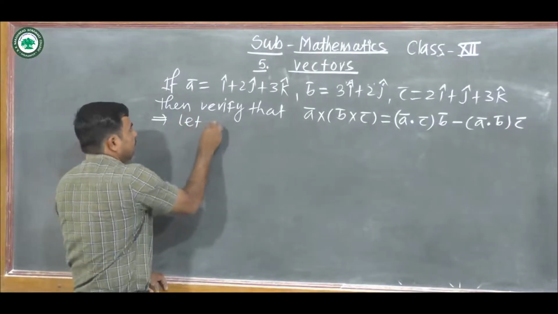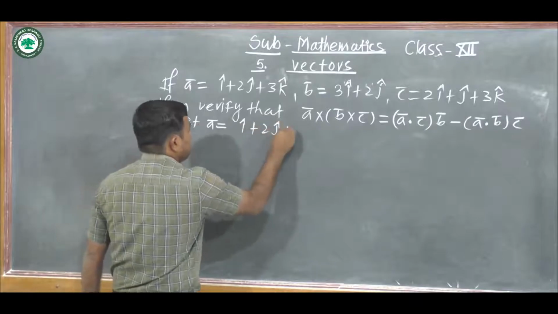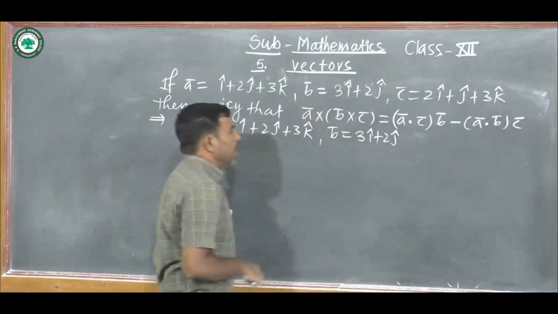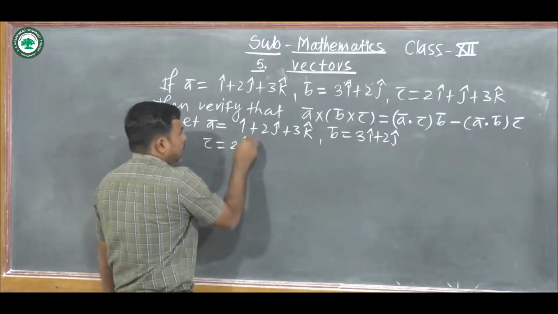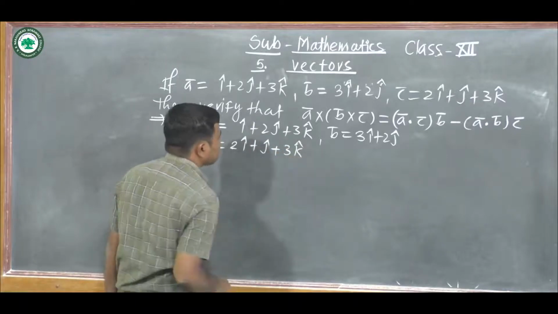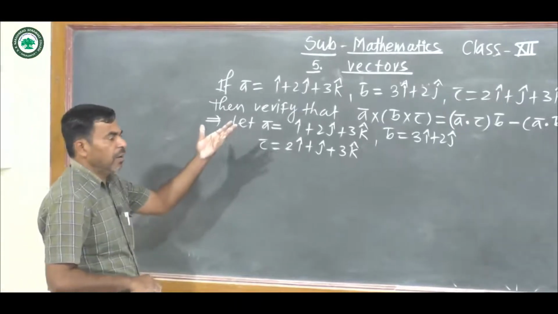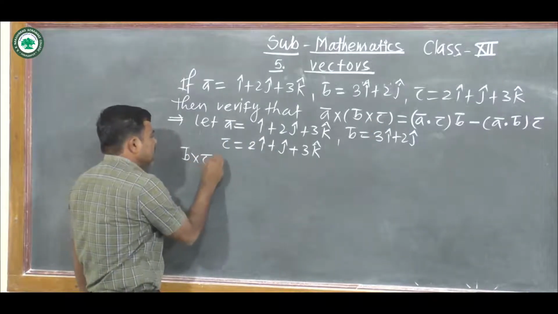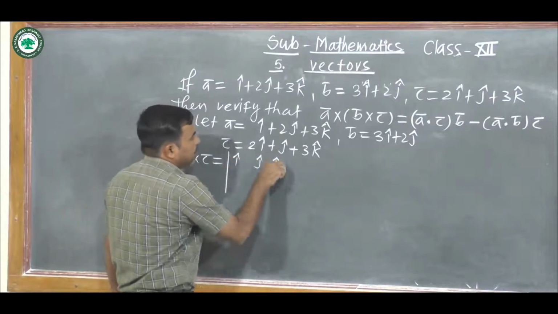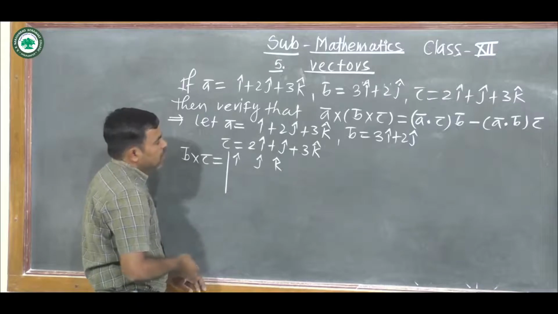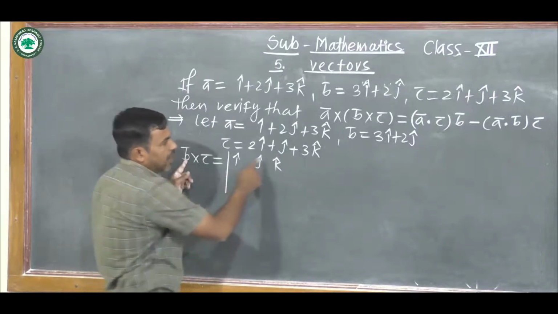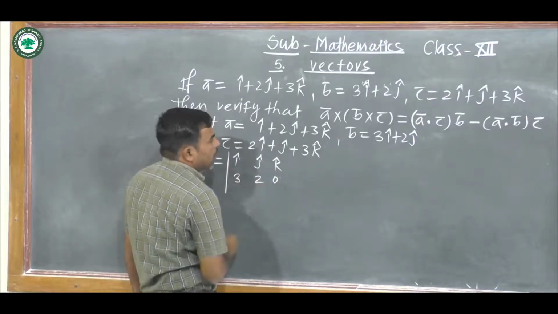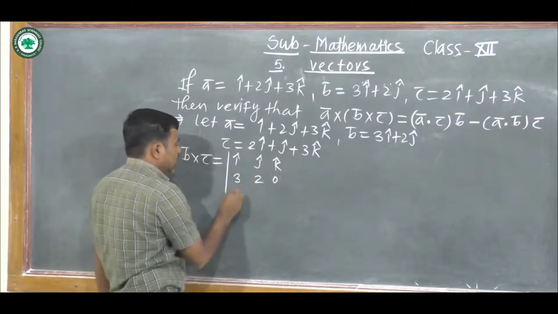Okay. So let A bar be i cap plus 2j cap plus 3k cap, B bar is equal to 3i cap plus 2j cap, and C bar is equal to 2i cap plus j cap plus 3k cap. Now first we find the value of left hand side. So to get the value of left hand side, we have to find out B bar cross C bar. So now B bar cross C bar is equal to determinant i cap, j cap, k cap. The second row is the coefficients of i, j, k in B bar, that is 3, 2. Now the k cap is absent, means its coefficient is 0. So it is 3, 2, 0. And the coefficients of i, j, k in vector C are 2, 1, 3.